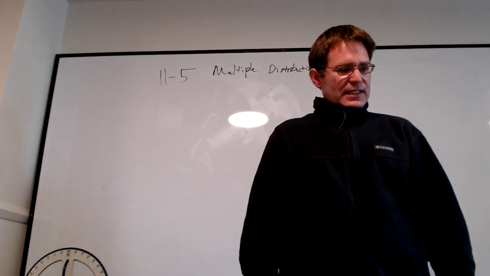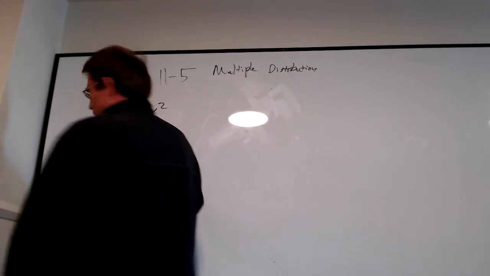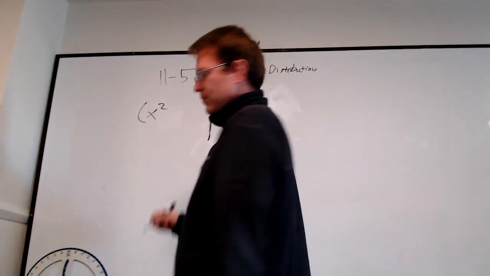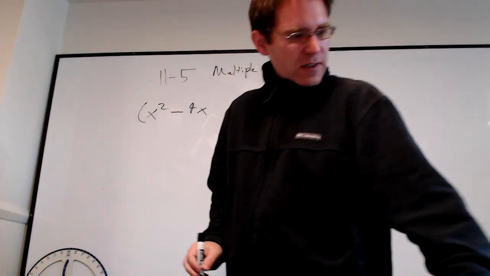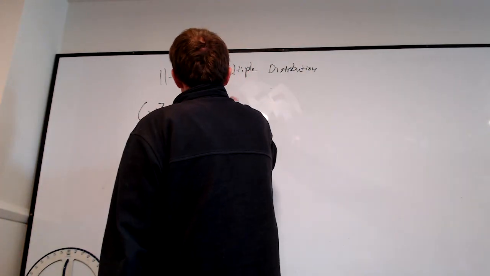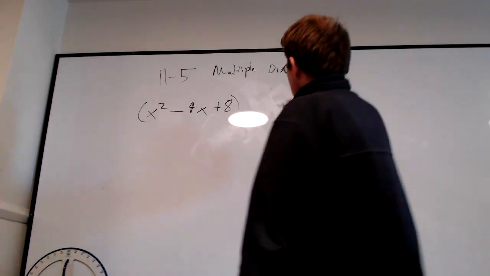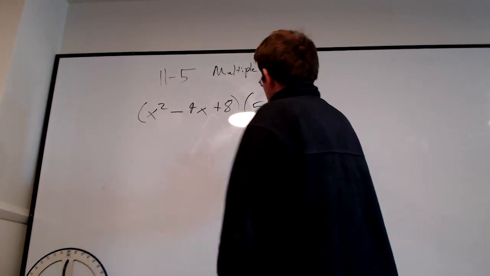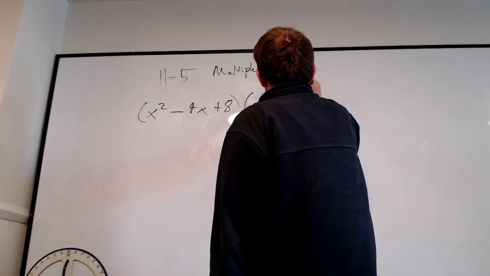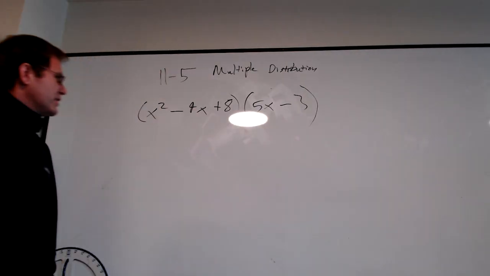So for our first example, we have x squared minus 4x plus 8 times 5x minus 3. Okay, so let's think about this here first.